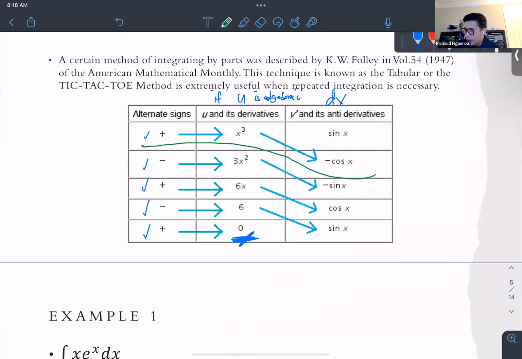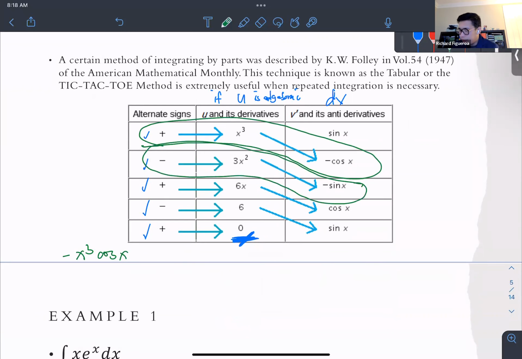So yan, naka-arrow naman siya. So we'll start with this. Positive x cubed. So that would be x cubed times negative cosine x. So x cubed negative cosine x. Tapos na susunod, negative. This is negative. Kaya negative yun. So magiging positive. So 3x squared sine x. Tapos positive 6x times cosine x. 6x cosine x. Lastly, we'll have negative 6 sine x. So ito na yung answer.